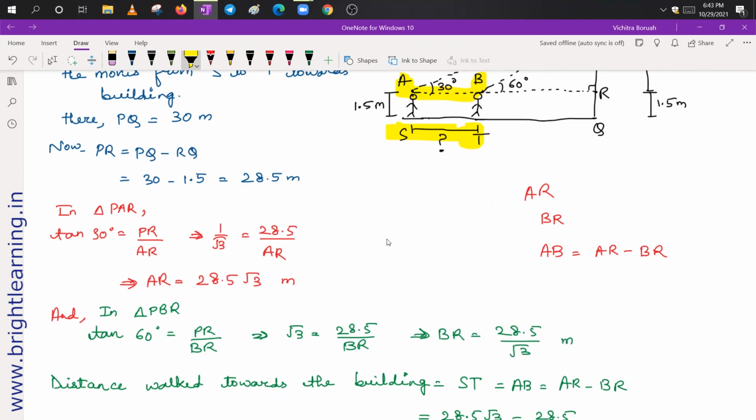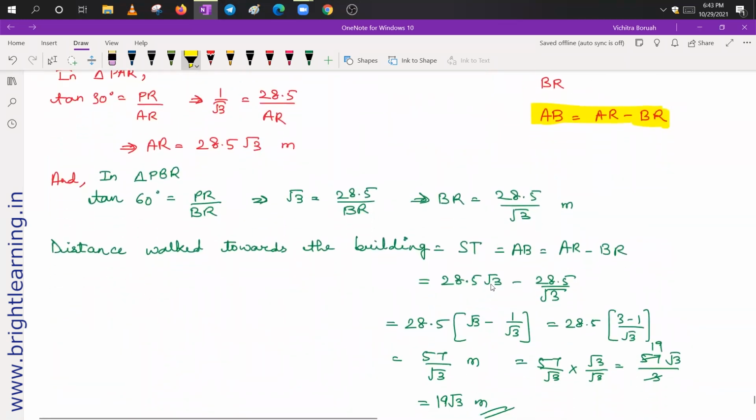So distance traveled is ST, and length of ST is equal to length of AB, and AB we know is AR minus BR. Next you just put the values here. So putting the values, you will get 28.5 into root 3 minus 28.5 upon root 3. Next you take 28.5 as common, so in brackets you will get root 3 minus 1 upon root 3. If you simplify it, root 3 into root 3 is 3, so 3 minus 1 upon root 3. 3 minus 1 is 2. So 2 into 28.5 is 57. So 57 upon root 3 meters, this is the answer.